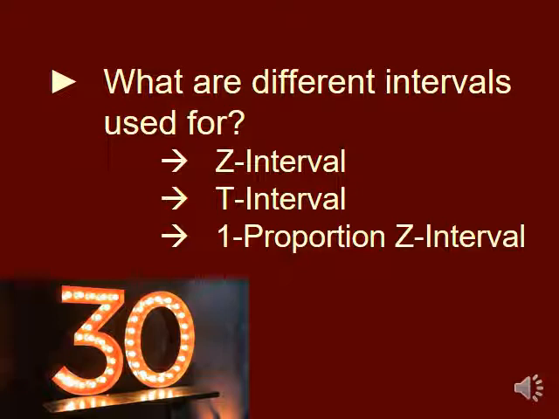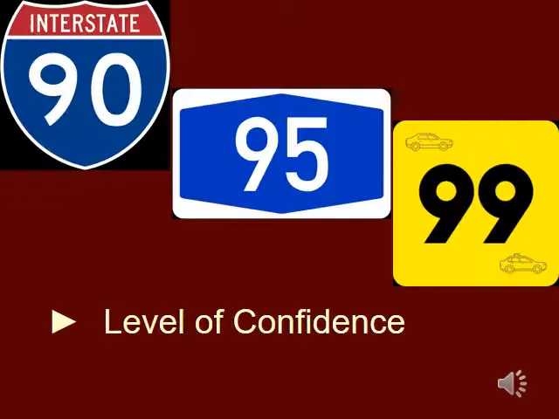The difference between big and small in statistics is that to be big, you have to have more than 30 in your sample. So a Z-interval, you estimate the average of a sample more than 30. A T-interval, it's the average of a sample less than 30. One proportion Z-interval, what you're doing is you're estimating a percent. Proportion always means percent.